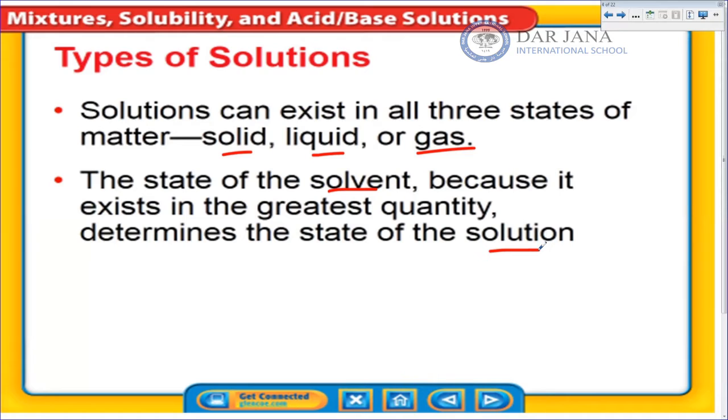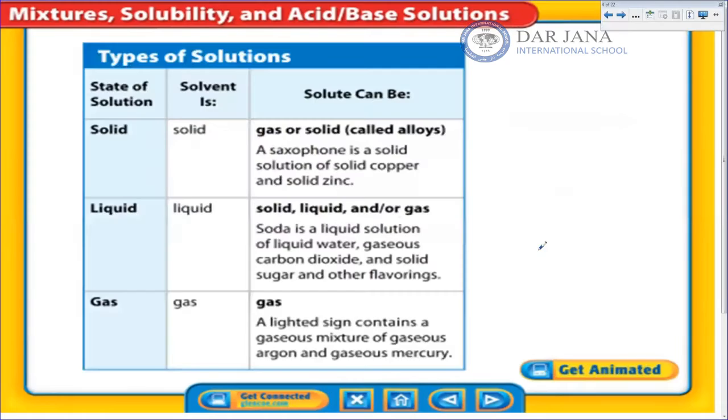If you find that the solvent is a solid, then the solution is called a solid solution. While if it is a liquid, then it's a liquid solution. And if the solvent is a gas, then it's a gas solution. To make this clear, we can use this table. In this table, we can see three different types of solution.